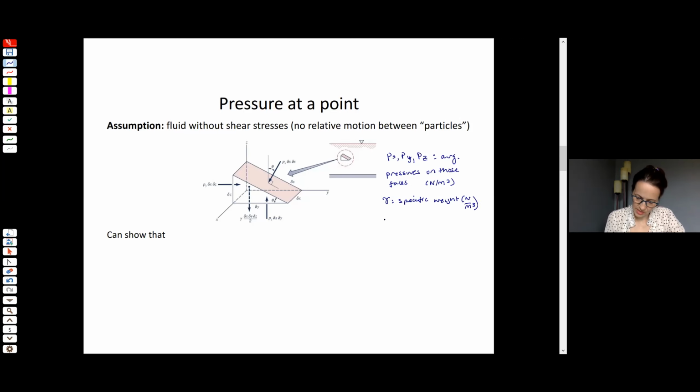Rho is our density with units of kilograms per meter cubed. And then we have some accelerations that we're going to talk about in a moment. I'll just go ahead and write them here now, even though they're not written on the page yet.